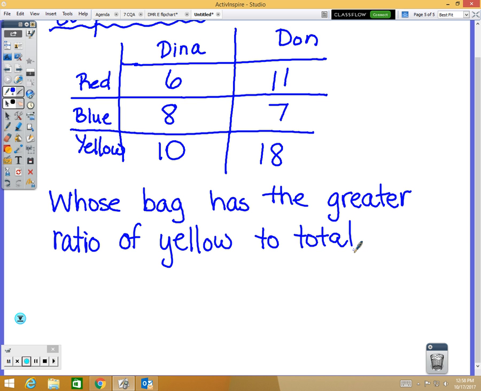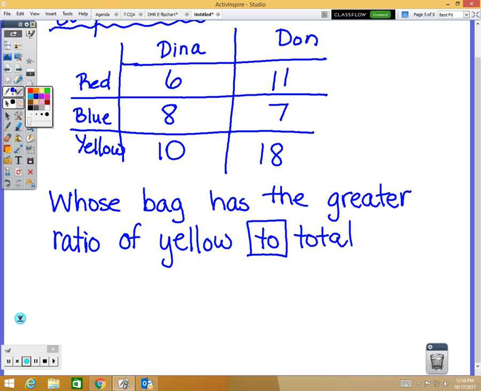Whose bag has the greater ratio of yellow to total? So there's that question, okay? Whose bag has the greater ratio of yellow to total? So we need to first figure out Dina's ratio, then we need to figure out Dawn's ratio, and then we need to compare those ratios.